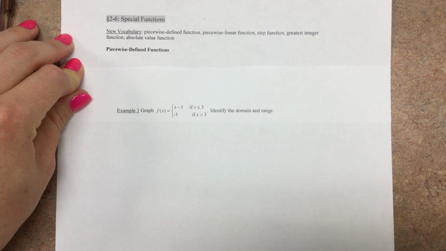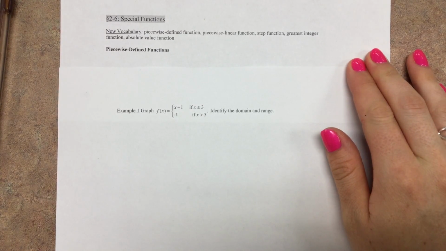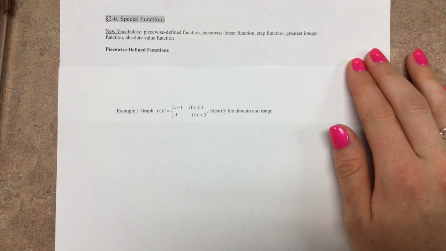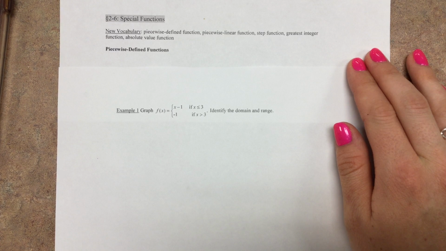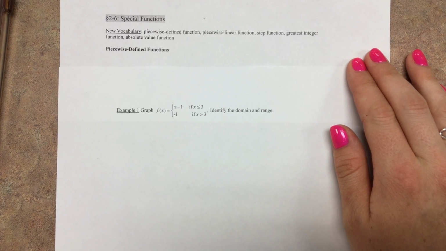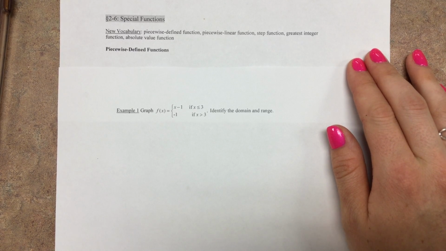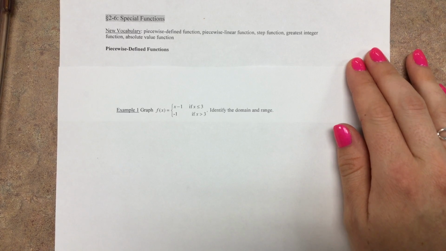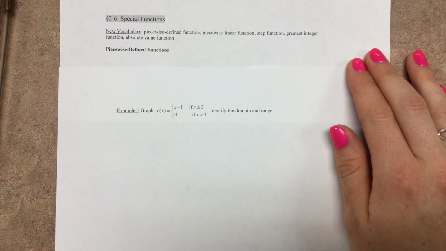All right, so in 2.6, we're going to be talking about a couple of different special functions, that's what they call them. We'll be doing the piecewise defined function in this video, and then an absolute value function in the video of part B. So piecewise defined function, it's literally taking this function and splitting it up into a bunch of different pieces. So there are these separate pieces of different graphs that you put all together on one graph.